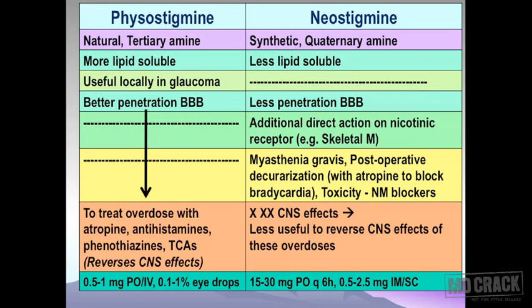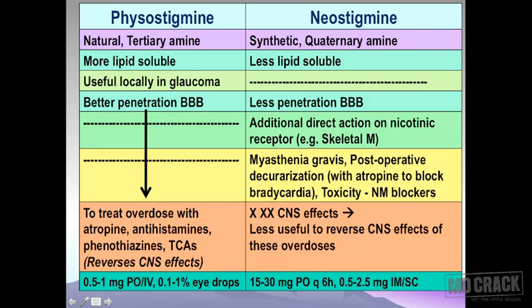One important point here: neostigmine is useful in post-operative decurarization, but later we got a new agent, and that's edrophonium, which is rapidly acting, which is short acting. So edrophonium is going to be better as far as rapid reversal of the neuromuscular blockade. Also, these two agents could be useful to manage the toxicity with the neuromuscular blocking agents.